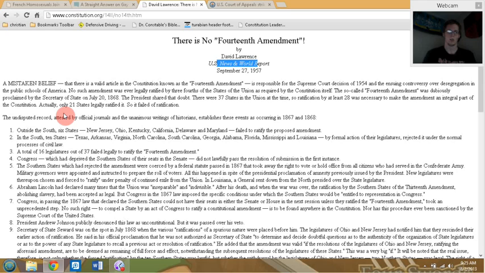Now, this isn't really taught in our schools or in our colleges for the most part, and it's something most people don't know. As we can see here, because of the undisputed evidence officially recorded by the journals of historians, unanimous historians, and records in Congress, both national and state, we know that outside of the South, 6 states, New Jersey, Ohio, Kentucky, California, Delaware, and Maryland, failed to ratify the proposed amendment.